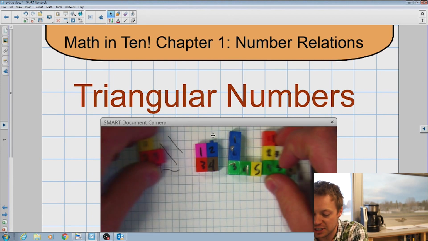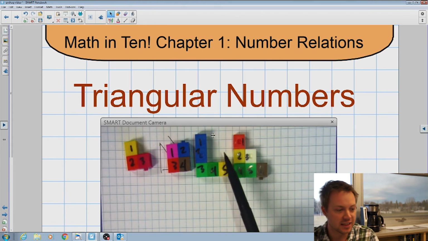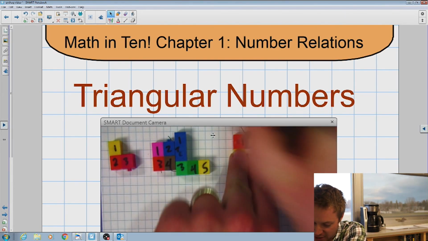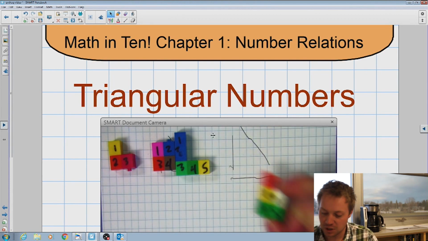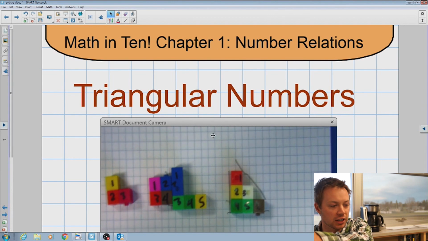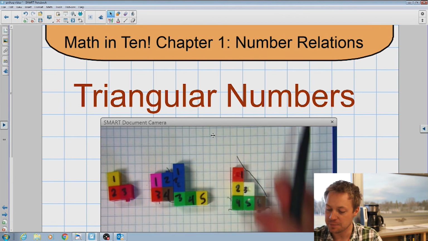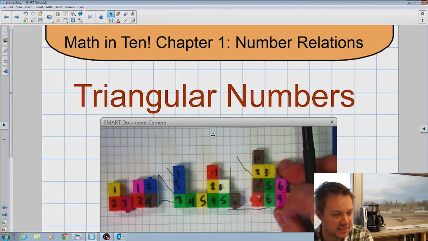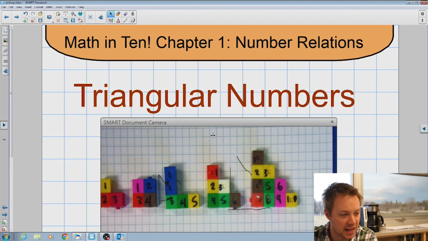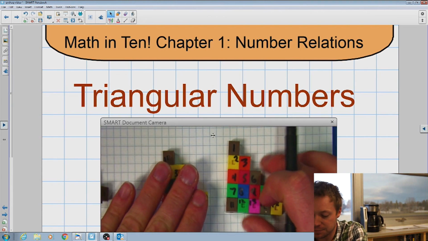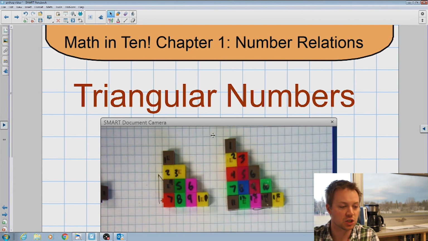If I try the same thing with 6, however, I can see that. This represents 6 right here. Again, I've got myself a triangle. So 6 is a triangular number. I can arrange 6 pieces into a triangle, and that's completely filled in. My next biggest triangular number is 10. I can arrange that into a triangle. And my next biggest triangular number is 15. There's 15 squares in that one, and I can arrange that into a triangle.